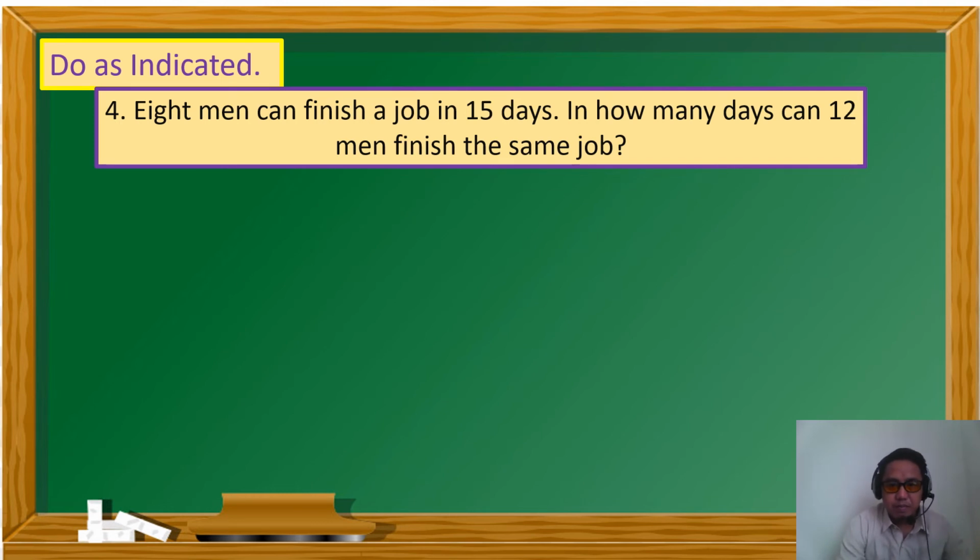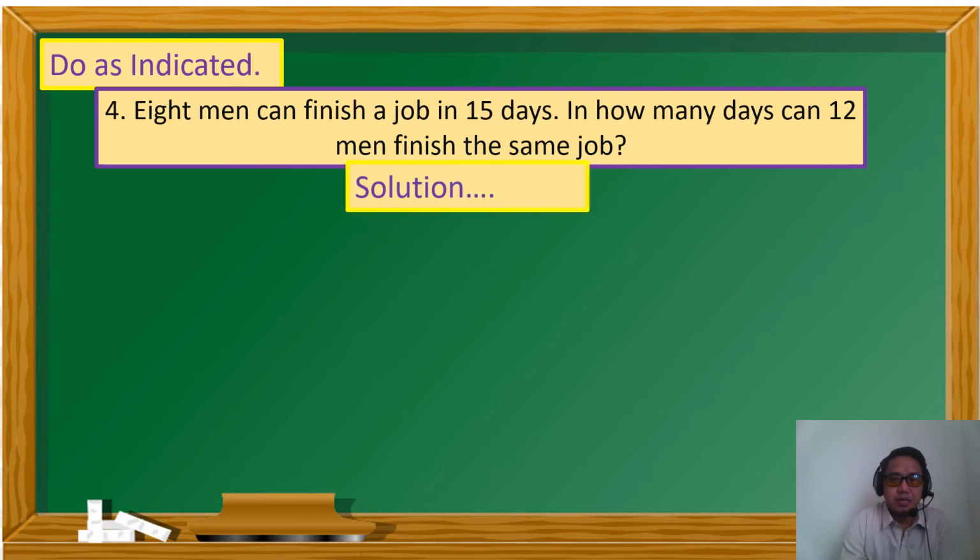So, kung 8 lang, 15 days, yung 12, so mas marami, dapat mas mabilis nilang matapos. Let's see. Ito yung inverse. Mas konti, mas marami. Pero kapag mas marami, mas lumiit yung days. So, habang tumataas yung isang variable, lumiliit.